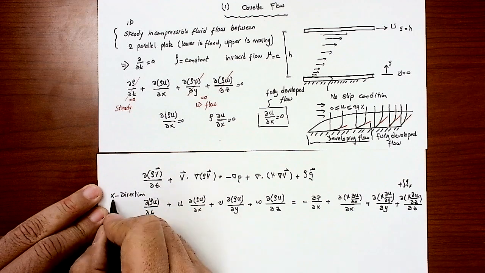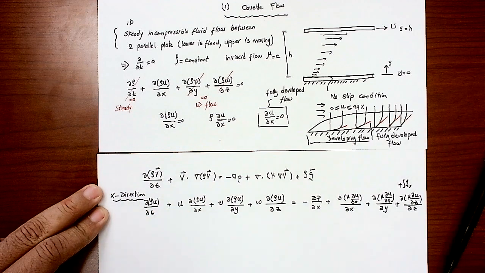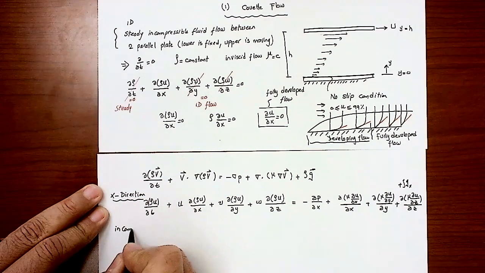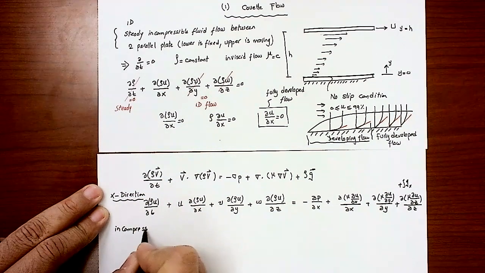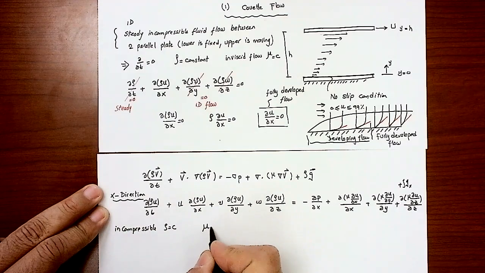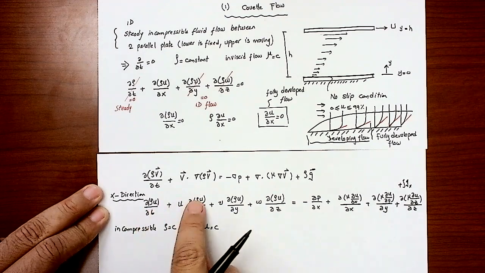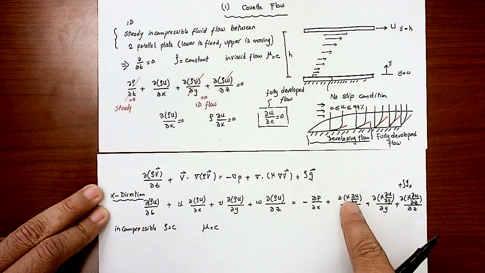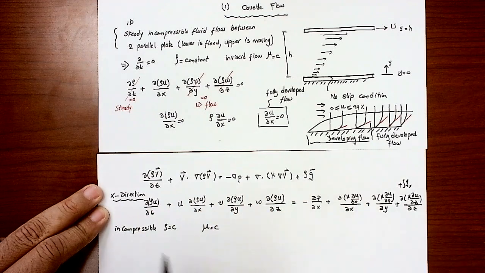Now let's simplify the problem a little bit. Number one, we're having incompressible flow. So we said that rho is going to be constant. Mu also will be constant, right? Which means that I can take rho out of any of these differentiation terms. Also, I can take mu out of it, right? So rho will go out.